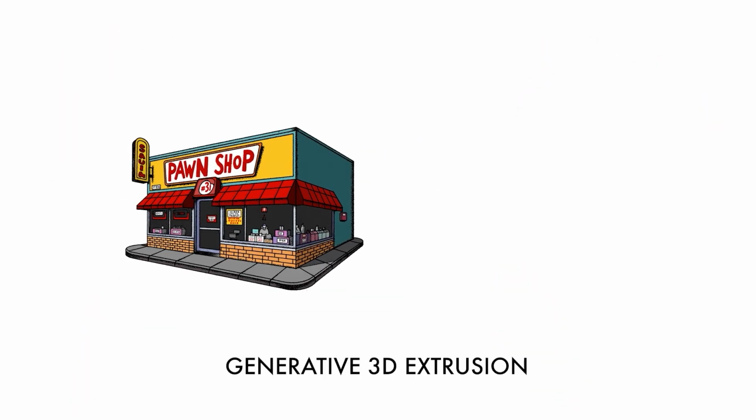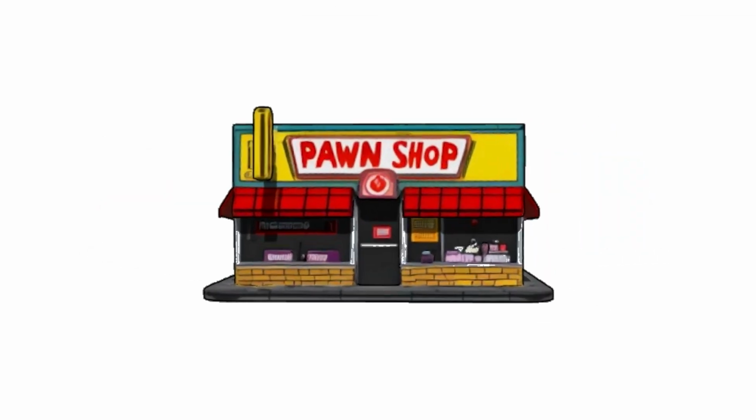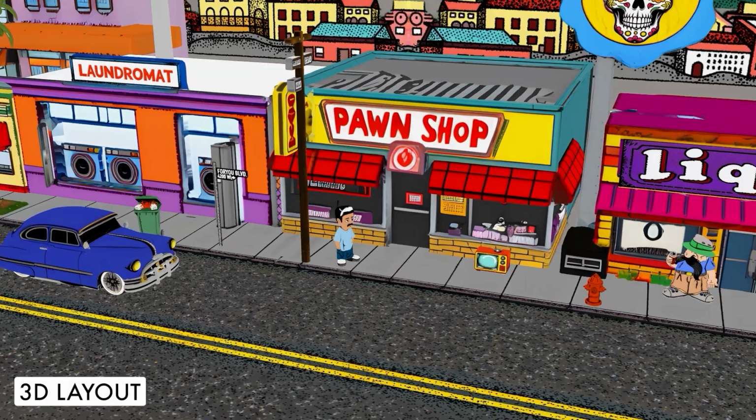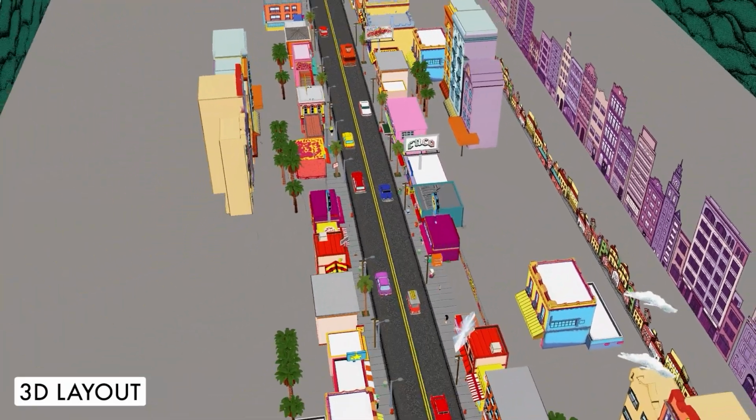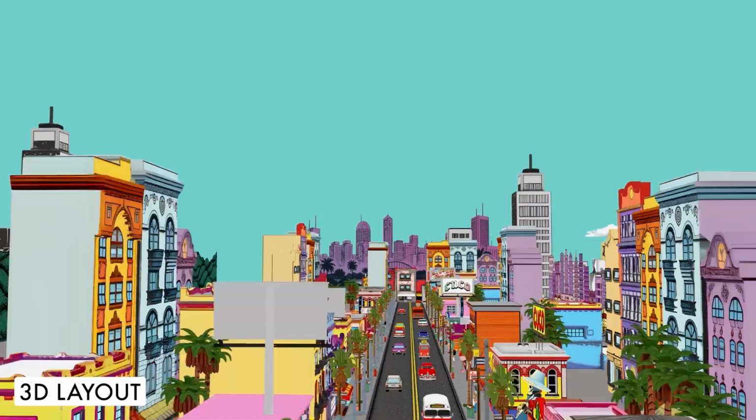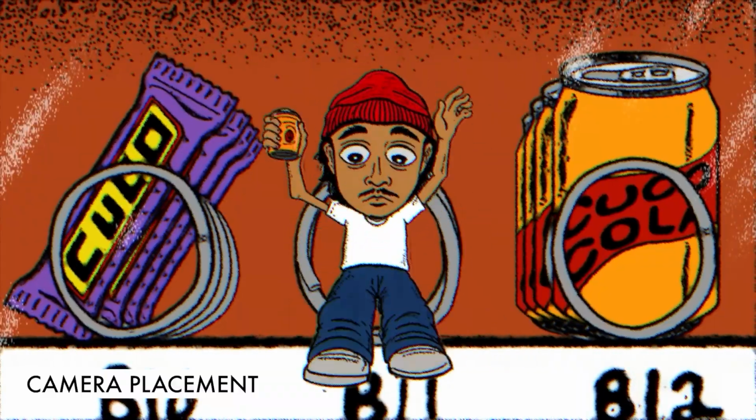We used a 3D generation tool to extrude the 2D assets into 3D assets and built out an entire 3D city in the style of Paul Flores. We called it Cuco Town. It allowed us to create more dynamic camera moves and return to the same environment in multiple scenes.